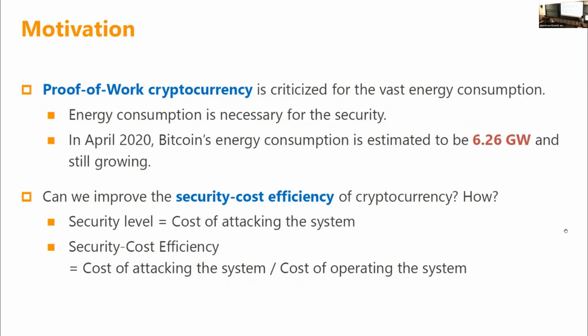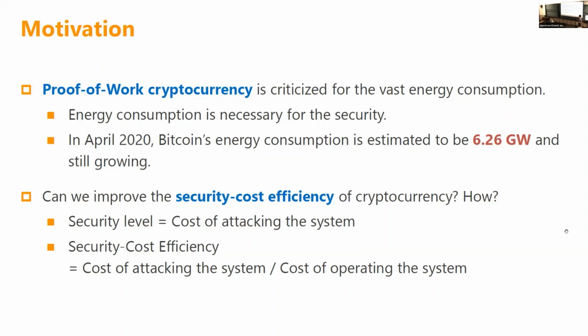I'm going to study proof of work cryptocurrencies. As all of you know, proof of work cryptocurrencies are criticized for their vast energy consumption. This is somewhat inevitable because energy consumption is necessary for maintaining the security of proof of work cryptocurrencies. But in April 2020, Bitcoin's energy consumption is estimated to be about 6 gigawatts, and it's still growing. So basically, we want to improve this.